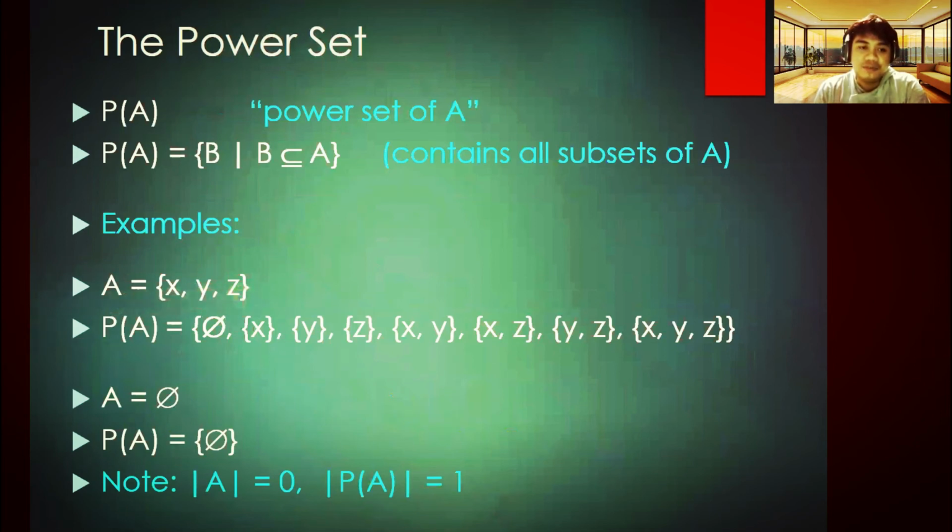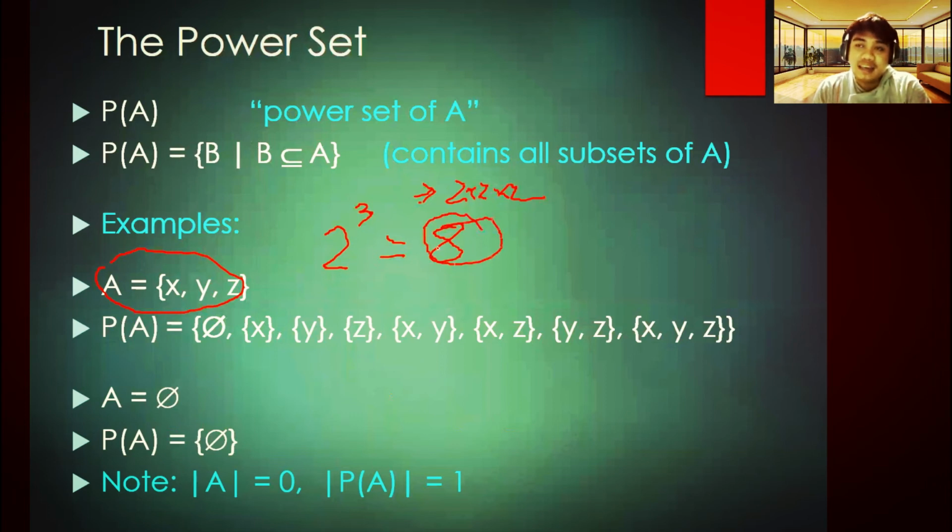So, 2 raised to, kung ilan yung cardinality ng A natin? So, ang cardinality mo is 3. So, 2 raised to 3 is equals to 8. Kasi, ang 2 raised to 3 ay 2 times 2 times 2. Okay? That is 8. Hindi yan 2 times 3. That is not 6. That is 8. So, 8. Ibig sabihin nun, we are expecting 8 subsets.